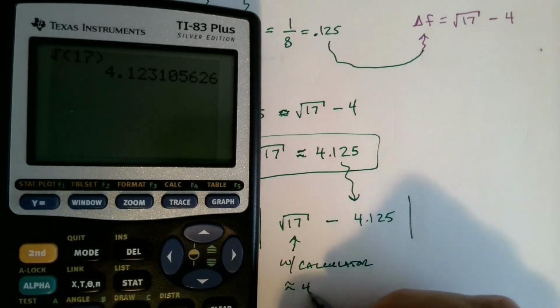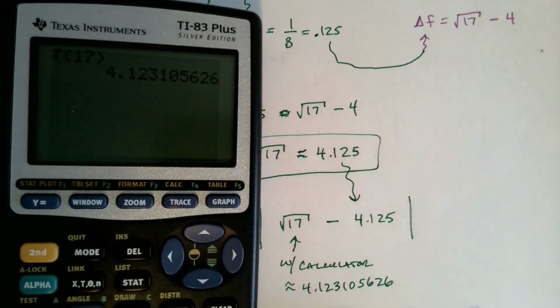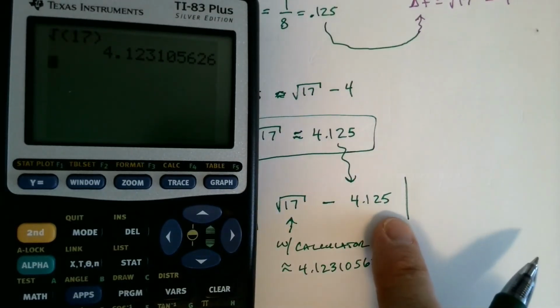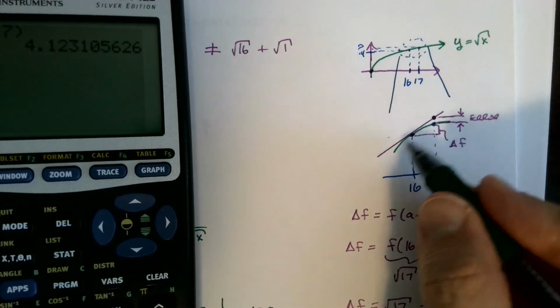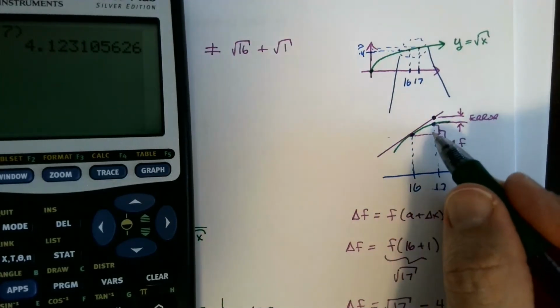And we get 4.123105626, blah, blah, blah, right? But there it is. And you can see the estimate that we have is a little bit bigger than the actual value, and you can see why graphically in this case. So sometimes, depending on the tangent line, we might be a little bit above the actual value. If the tangent line comes below, we might be a little bit below. Okay, but there is always going to be that error.